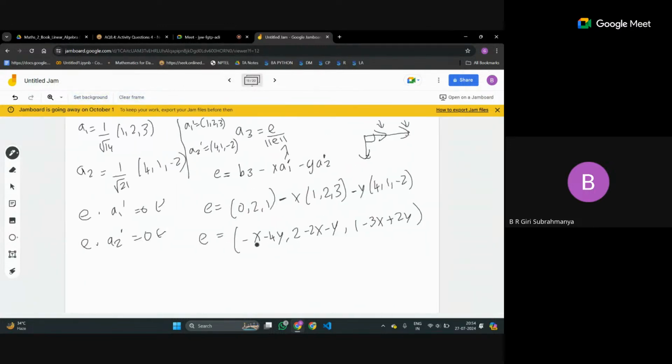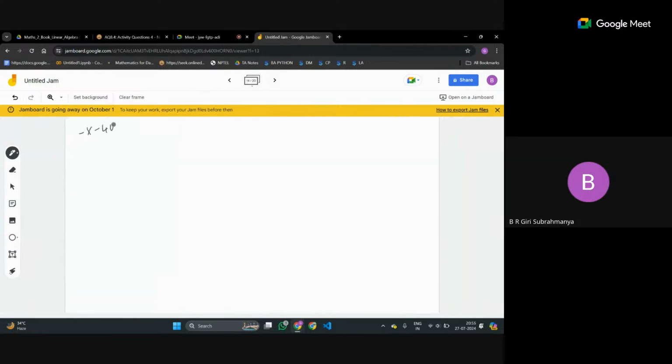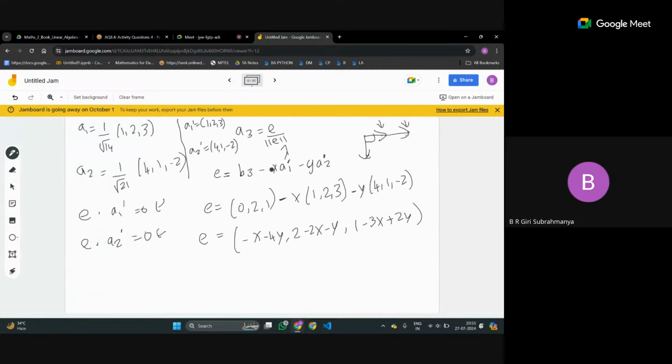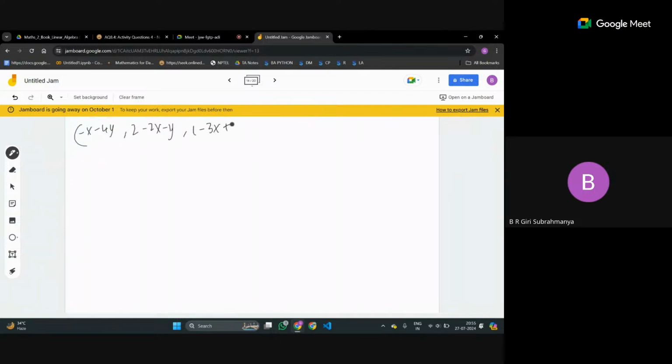The error vector is minus x minus 4y, 2 minus 2x minus y, 1 minus 3x plus 2y. Now the dot product with 1, 2, 3, which is A1 dash, is going to be equal to 0. After taking the dot product we'll get minus x minus 4y, this multiplied by 1. Then this multiplied by 2, so plus 2 2s are 4, so 4 minus 4x minus 2y. Then this times this, so plus 1 3s are 3, minus 3 into 3 minus 9x, 2 3s are 6, plus 6y. So this is equal to 0.